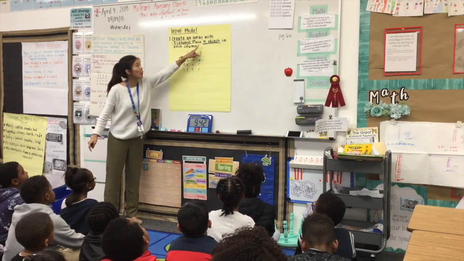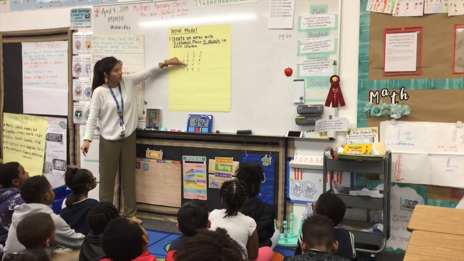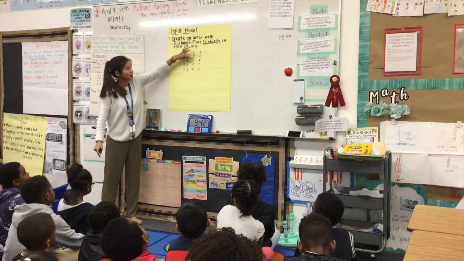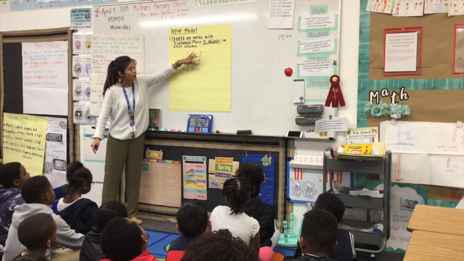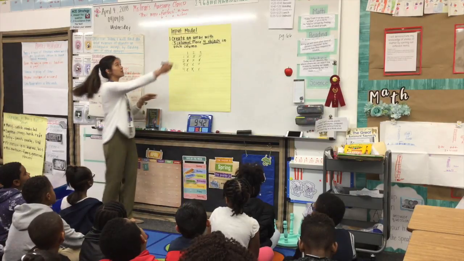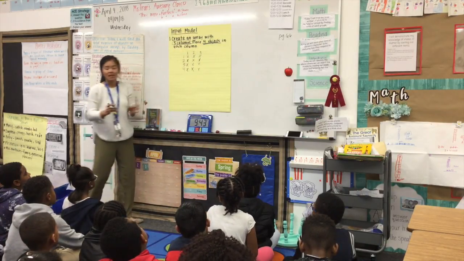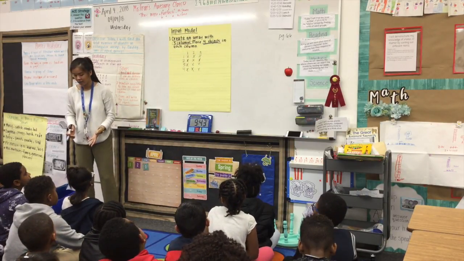Now, do I have 4 objects in each column? 1, 2, 3, 4. Yes. 1, 2, 3, 4. 1, 2, 3, 4. Yes, I do. Now it says I need to count all of them together.